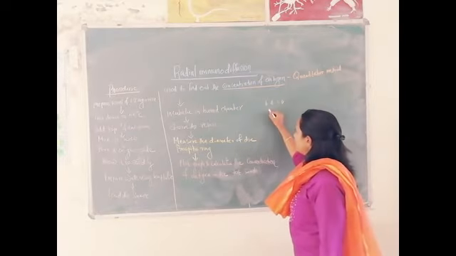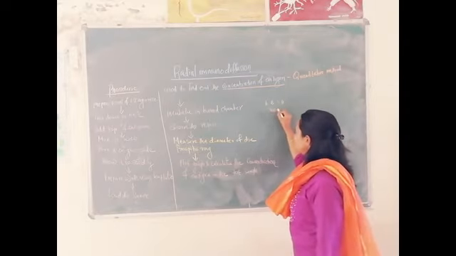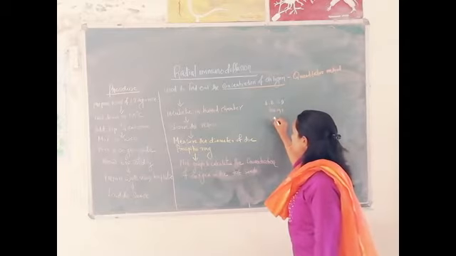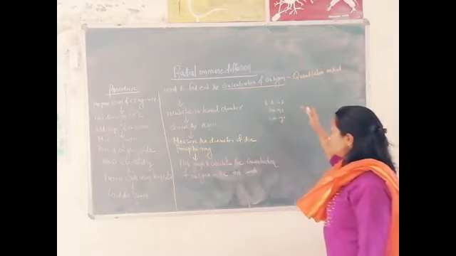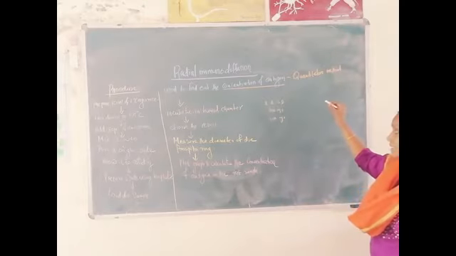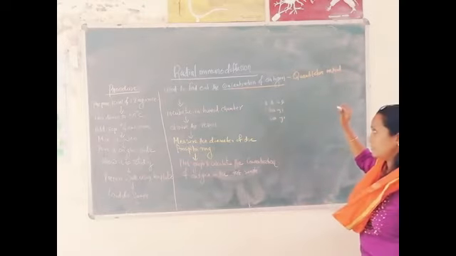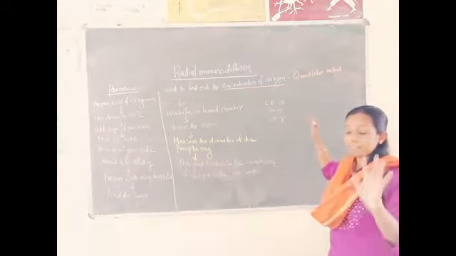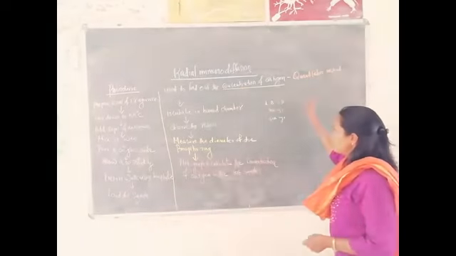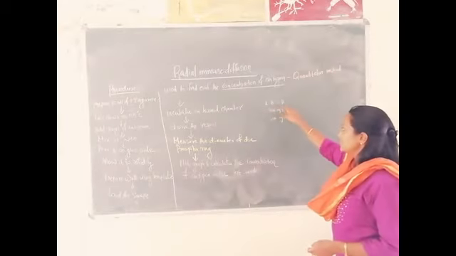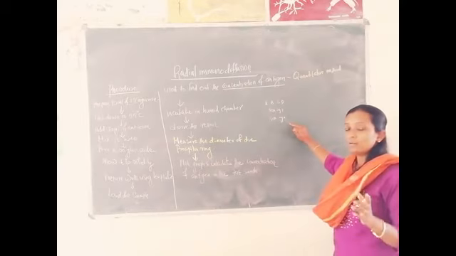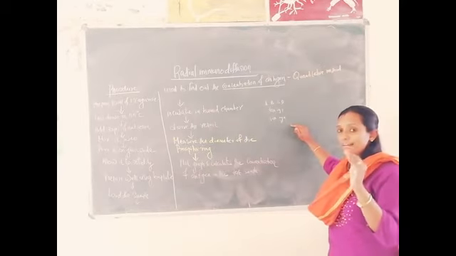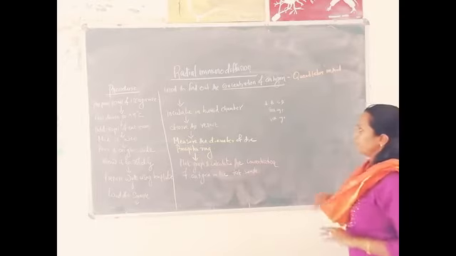Along with that, 2 more samples are given: test antigen 1 and test antigen 2. You can load them in well E and well F. So A, B, C, D, E, F: 6 wells we are making. The first 4 wells are for the standard antigens A, B, C, D, and the test antigens 1 and 2 you can load in wells E and F.